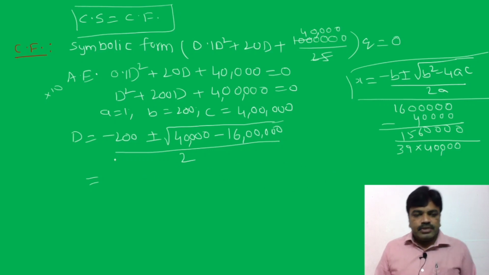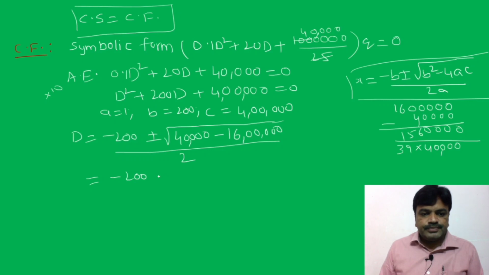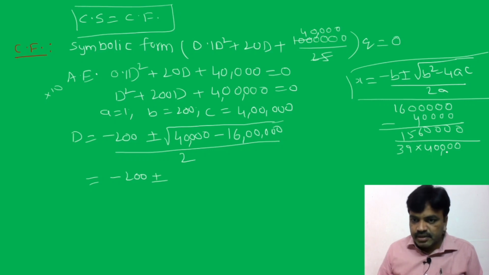So here it can be written as minus 200 plus or minus root of 39 into 40,000, and we get negative here because I am subtracting 40,000 from 16 lakhs. So we get minus here. This can be written as minus 39 into 40,000. Minus means i square, and i square value is 1. So it can be written as i times square root of 39.